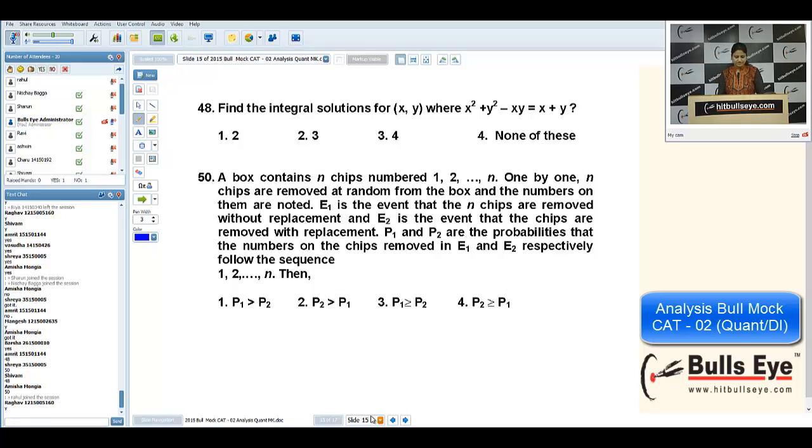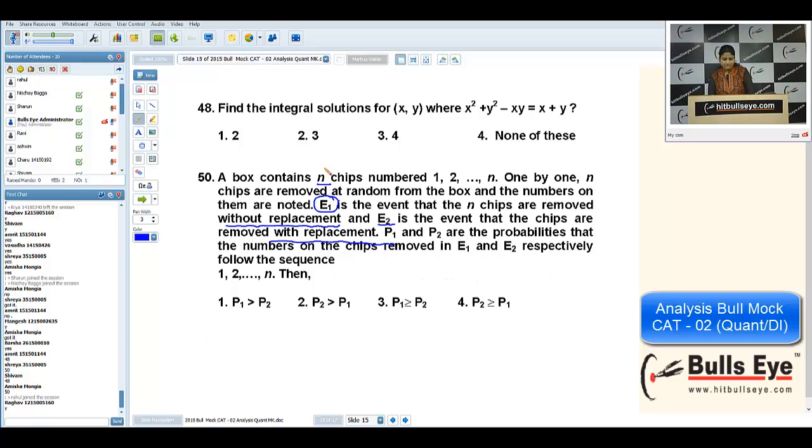Question number 50, Amisha. Whenever you see any n, it's better if you go by putting in values. A box contains n chips numbered 1 to n. N chips are removed at random from the box. E1 is the event that the n chips are removed without replacement, and E2 is the event where they are removed with replacement. P1 and P2 are the probabilities that the numbers on the chips removed in E1 and E2 respectively follow this sequence.